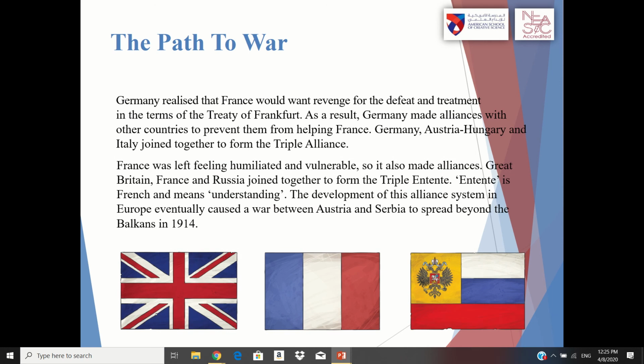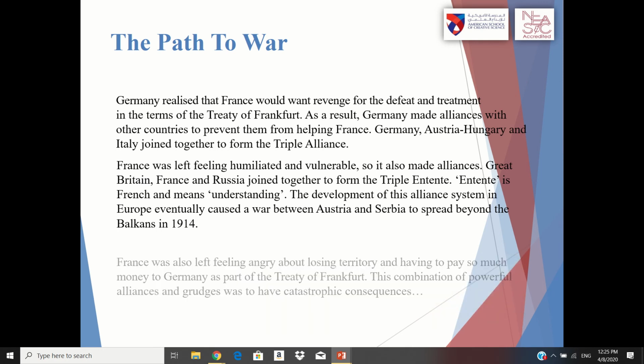France was left feeling humiliated and vulnerable, so it also made alliances. Great Britain, France, and Russia joined together to form the Triple Entente. Entente is a French word and it means understanding. The development of this alliance system in Europe eventually caused a war between Austria and Serbia to spread beyond the Balkans in 1914. So, what happened?